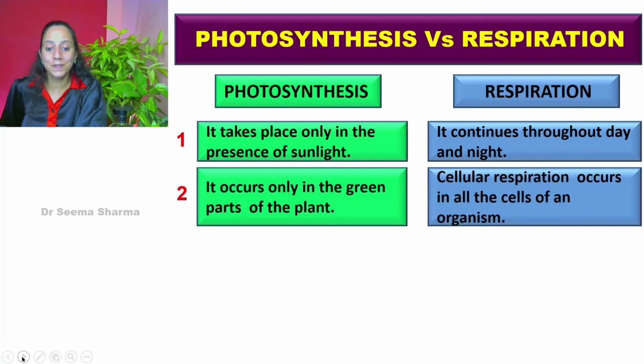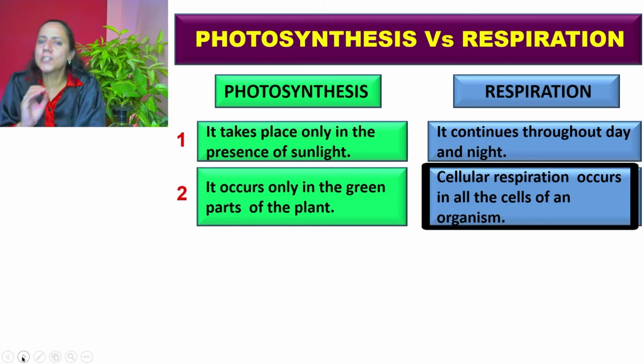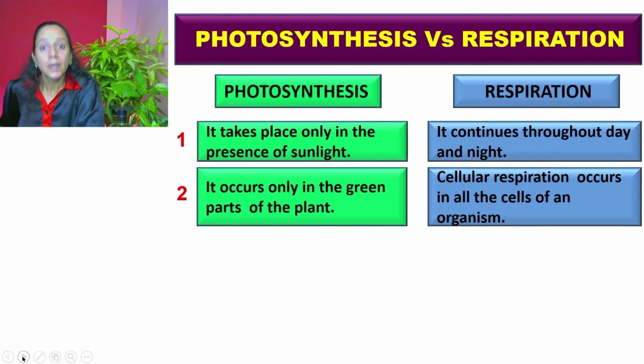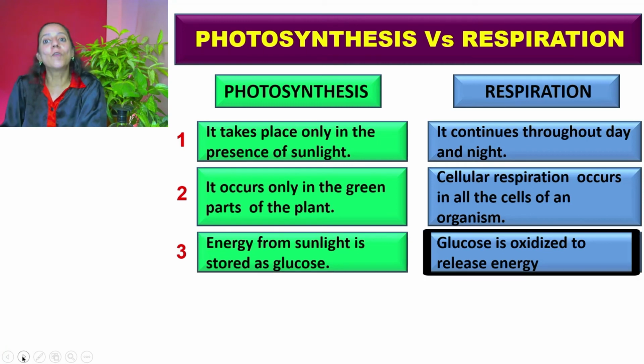Second point of difference, photosynthesis occurs only in the green parts of the plant. Respiration takes place in all living cells of an organism. Here we are talking about plants, so all living parts of the plant do respiration. Third point of difference, in case of photosynthesis, sunlight is utilized for the production of glucose, and in case of respiration, glucose is oxidized to release energy.